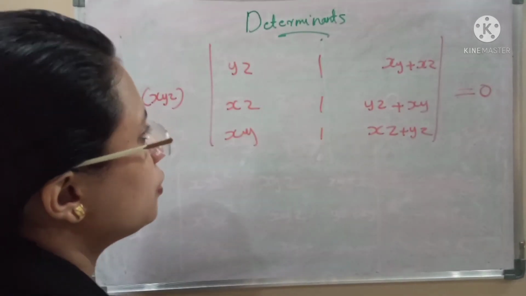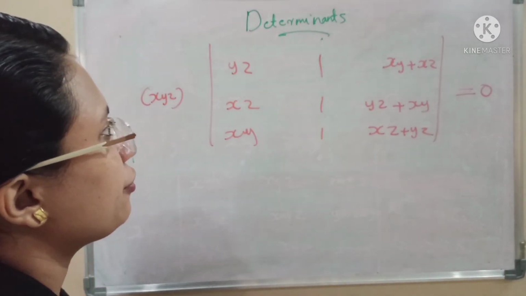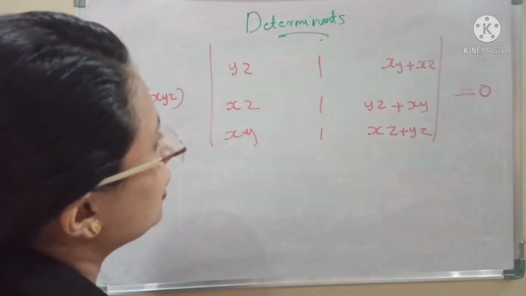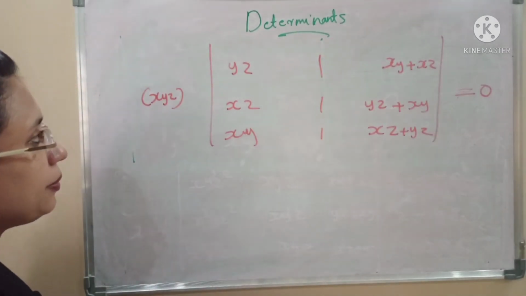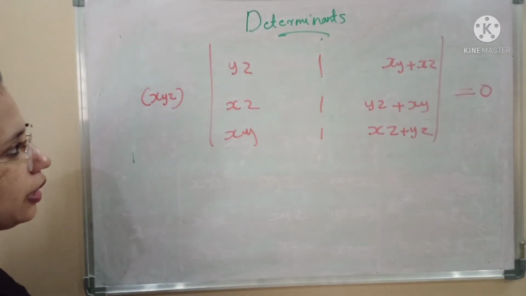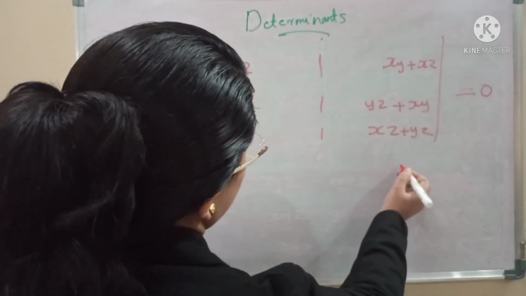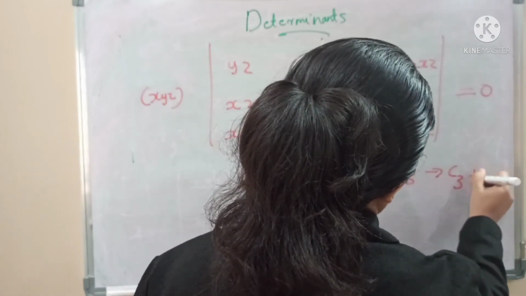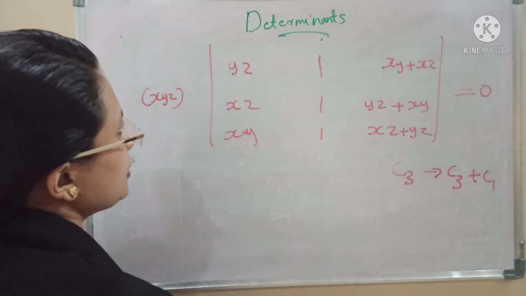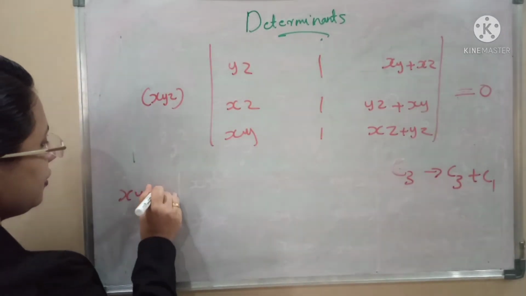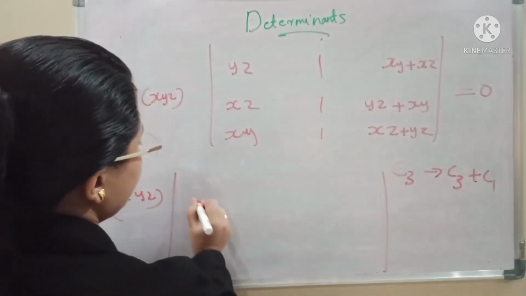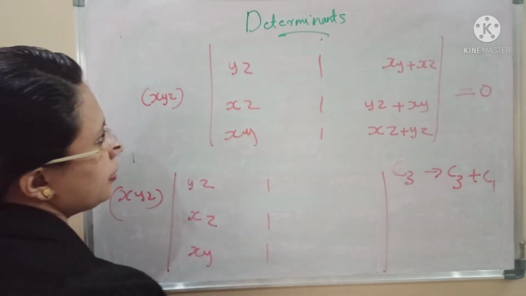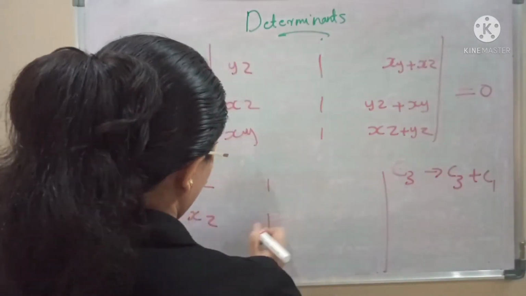So our next aim is to make any 2 rows or 2 columns identical. So we got all 3 elements in C1, C2, column 2 as 1. Okay, so next let's do C3 as C3 plus C1. Okay, so let's see what will happen. So xyz, yz, xz, xy, 1 1 1, and here so C3 is only going to change, right?